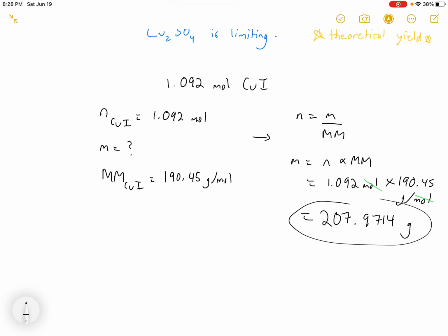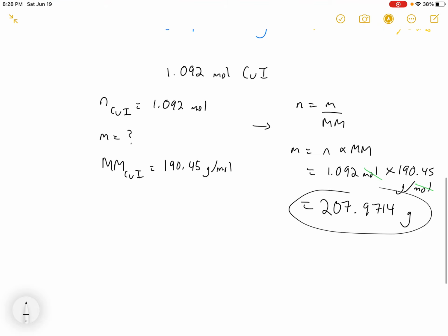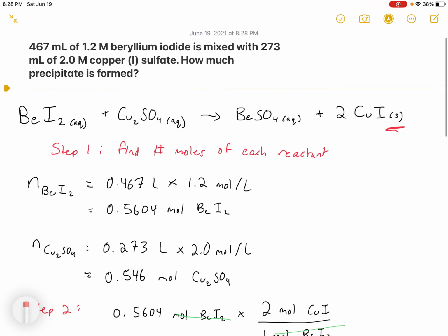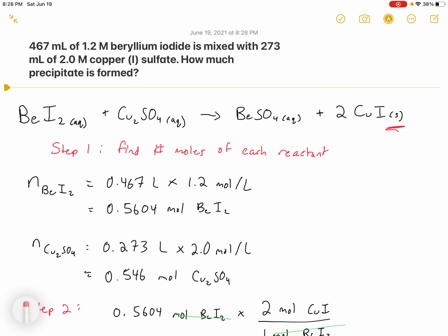Then at the end, we have figured out, okay, I know how many moles of the product I made, so how many grams were made, and that's what we can figure out there at the end. We made about 207.9714 grams of copper iodide, which is quite a bit. So that would be a rather large amount of precipitate, but when you think about if you're mixing quite a bit of the solutions with a decently strong concentration, conceptually that makes sense as well.